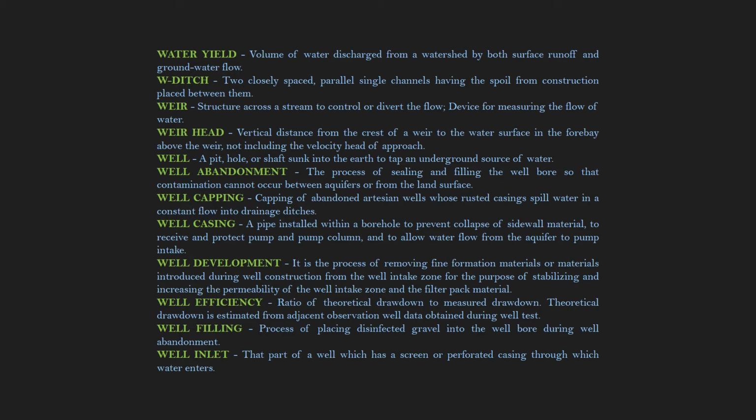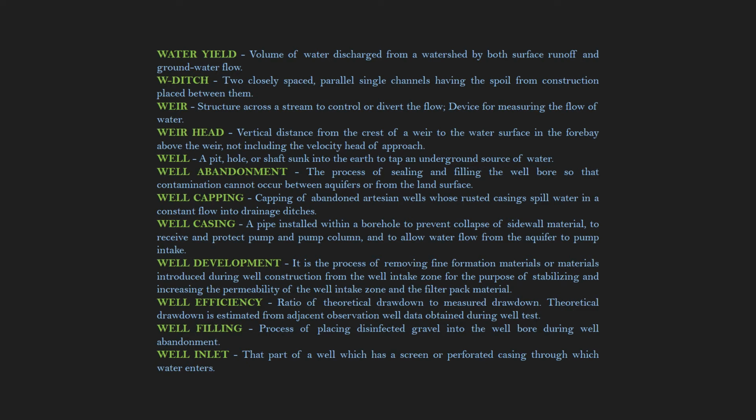Weir: structure across a stream to control or divert the flow, or a device for measuring the flow of water. Weir head: vertical distance from the crest of a weir to the water surface in the forebay above the weir, not including the velocity head of approach. Well: a pit, hole, or shaft sunk into the earth to tap an underground source of water.